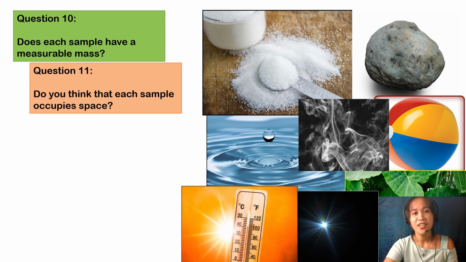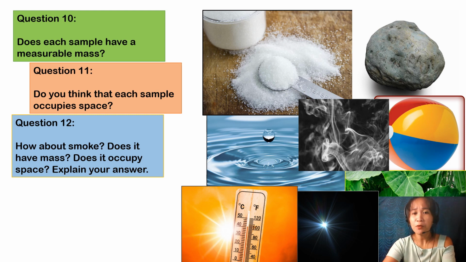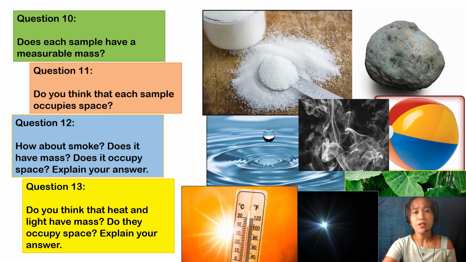Question number 11, do you think that each sample occupies space? And question number 12, how about the smoke? Does it have mass? Or does it occupy space? Kindly explain also your answer. Okay, and then for question number 13, do you think that heat and light have mass? Do they occupy space? Okay, kindly explain also your answer.